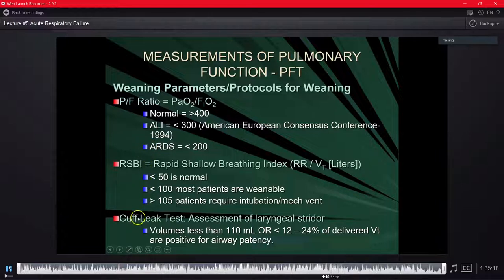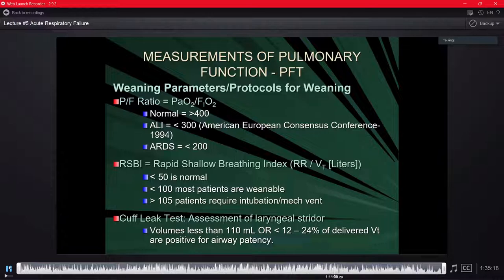So, lastly is a cuff leak test, okay? So what we're assessing for is the volume of air. We're going to deflate that cuff attached to the endotracheal tube, and we're going to assess how many mLs pass by the tube when we do so. The idea is we need volumes of less than 110 mLs, or less than 12 to 24% of the volume delivered, to ensure airway patency. Okay, and this might sound confusing, let me clarify. What we're actually assessing is whether or not they're going to have any kind of laryngeal or tracheal spasms when we pull this tube out.